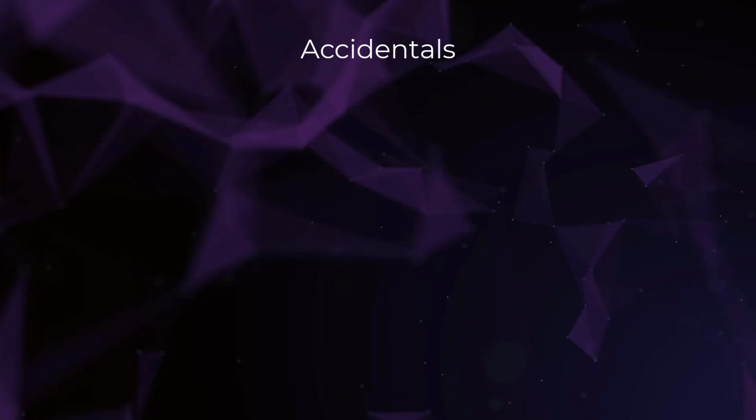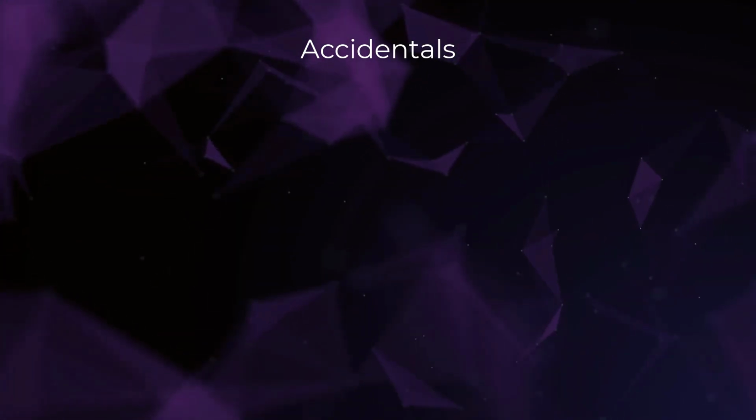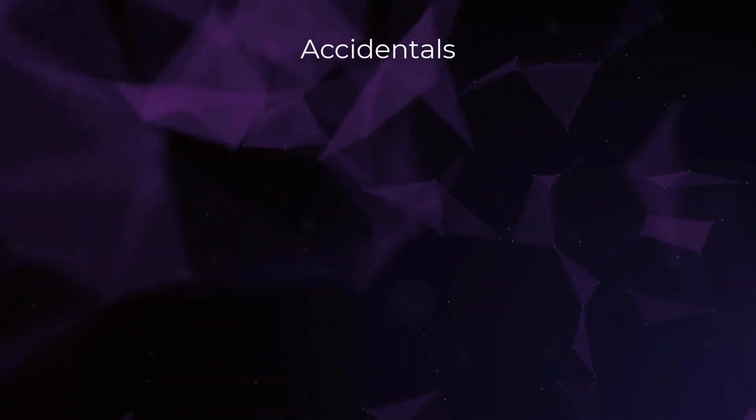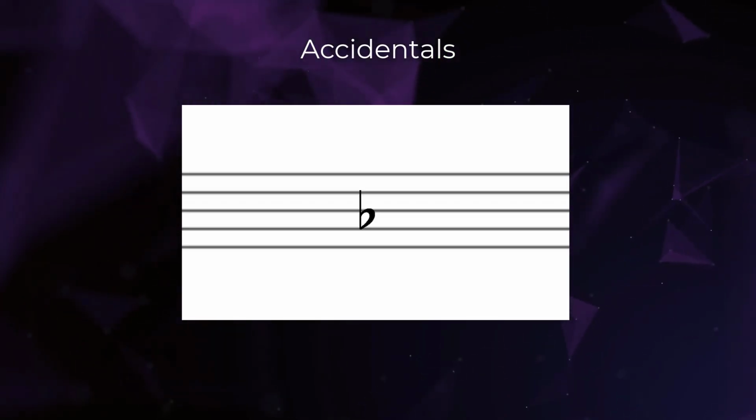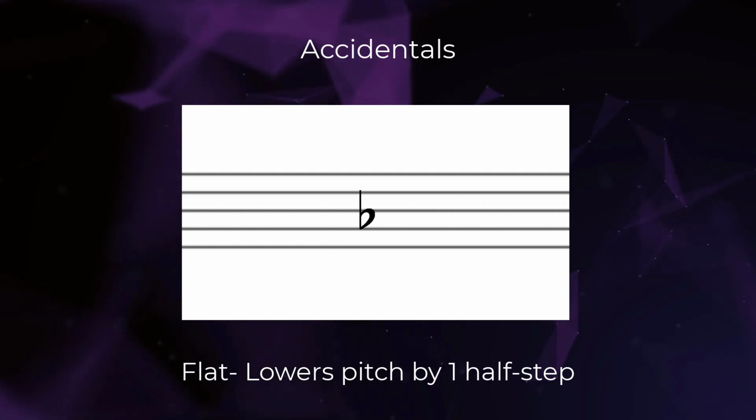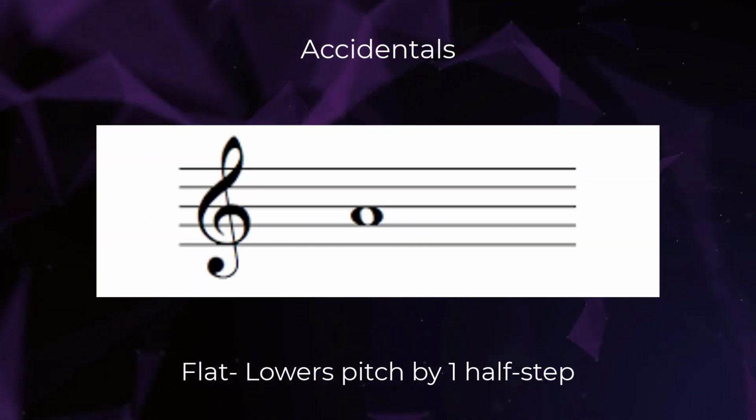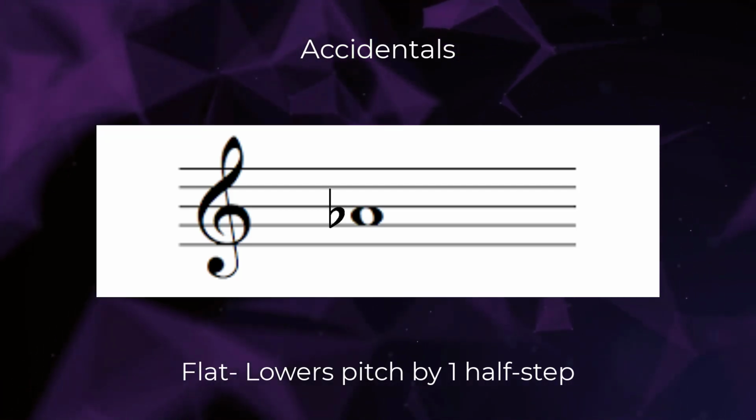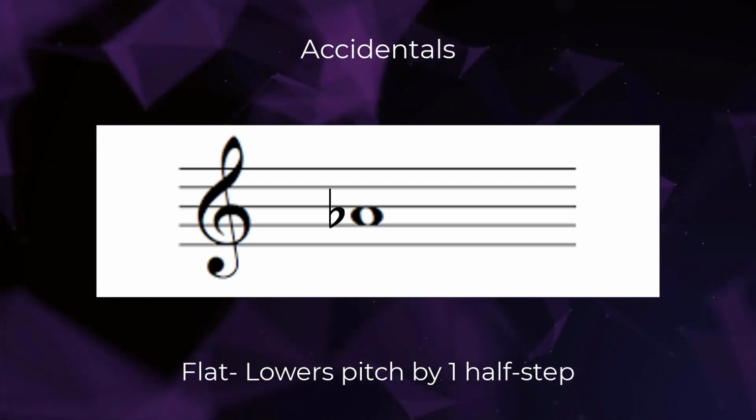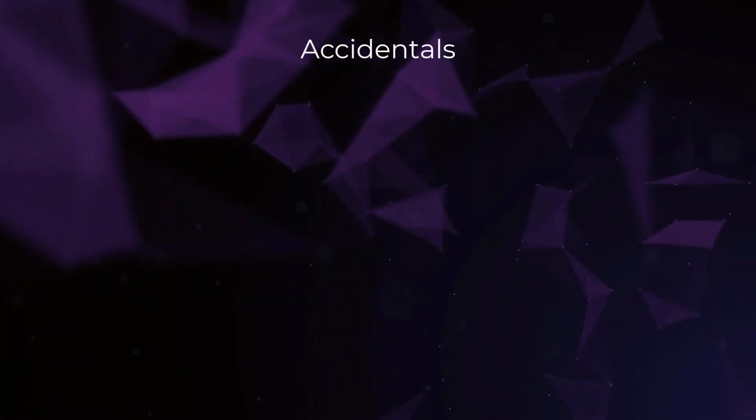There are a number of symbols placed next to notes that will alter the pitch, known collectively as accidentals. The presence of an accidental means you must include it in the name. This is a flat. A flat lowers a pitch by half step. So if we start here with an A natural and place a flat next to it, it then becomes an A flat, which sounds 1/2 step lower than the A.